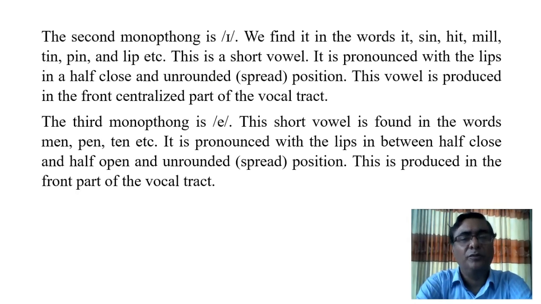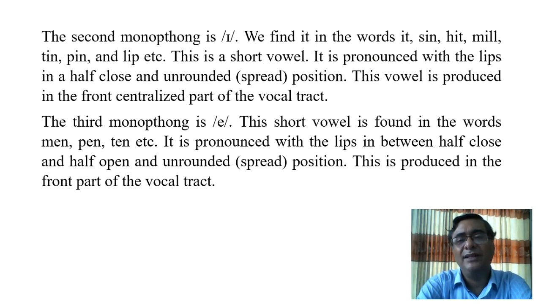The third monophthong is e. Don't say E. This short vowel is found in the words, and you have already realized one thing, that if there is no dot, then it's obviously a short vowel, and it has to be pronounced in that manner. So men, pen, ten, these are the examples. So you have already got two characteristics. Number one, it's a short vowel, and number two, some examples.